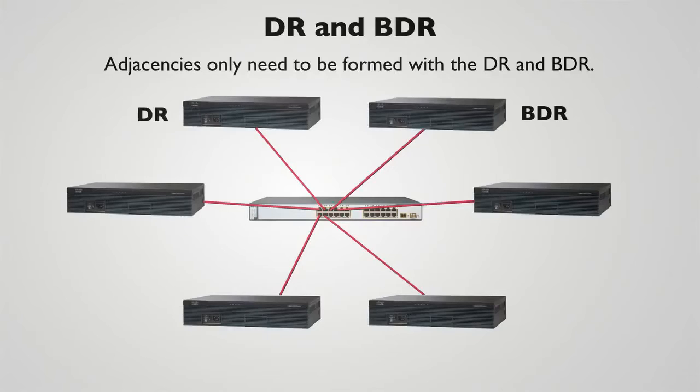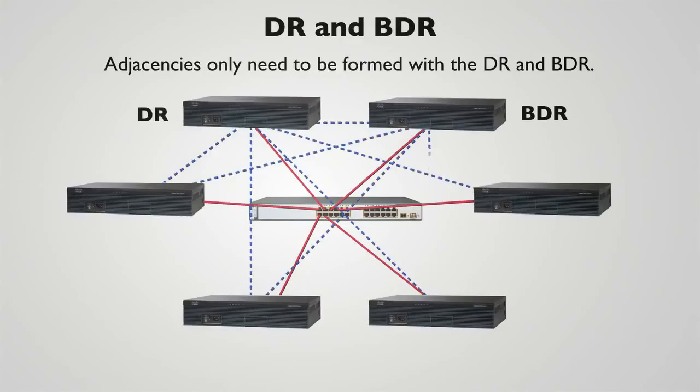The number of adjacencies increases quite a bit as we start to increase routers. So here, we're going to have an adjacency formed between the designated router and all of the other routers, and the backup designated router and all of the other routers. This can dramatically reduce the number of adjacencies that we have to have on a broadcast medium like a gigabit Ethernet network, as an example.